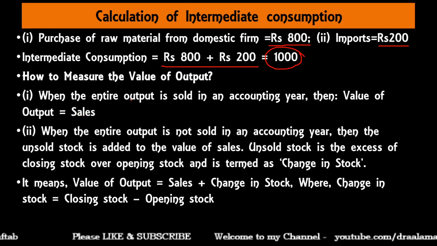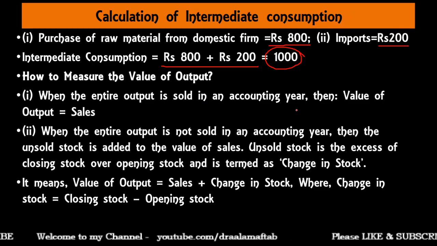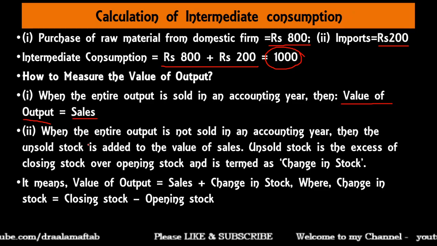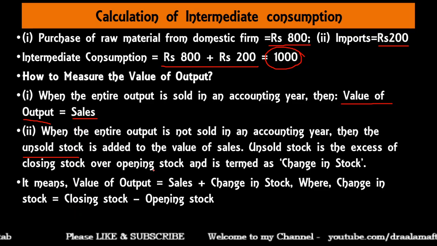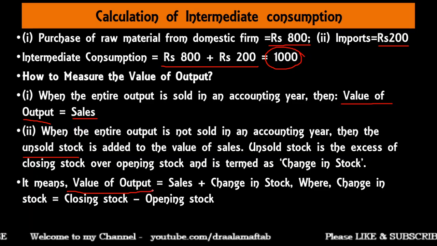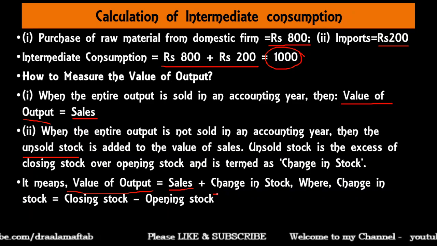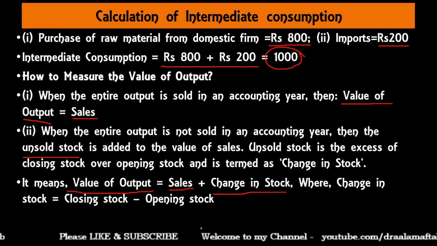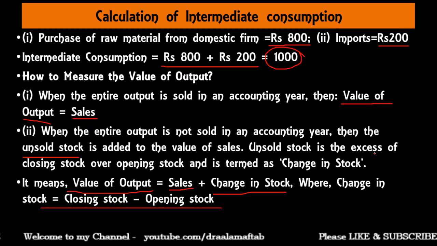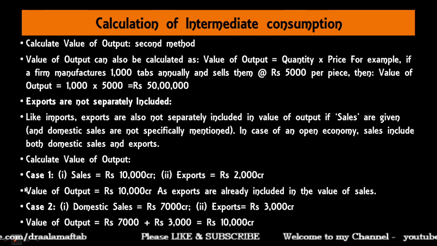There are other methods also to calculate value of output. When the entire output is sold in an accounting year, the value of output will be equal to sales. But if there is some unsold stock available, in that case you have to calculate with the help of this formula. Value of output will be equal to sales, whatever sales took place, plus change in stock, and this change in stock can be calculated with this formula: closing stock minus opening stock. So this is how we calculate value of output.